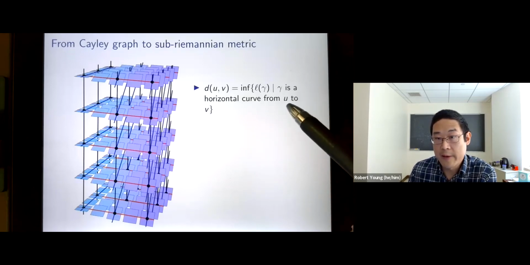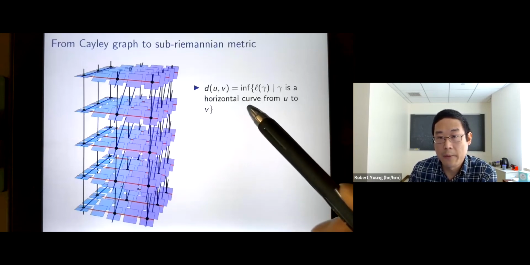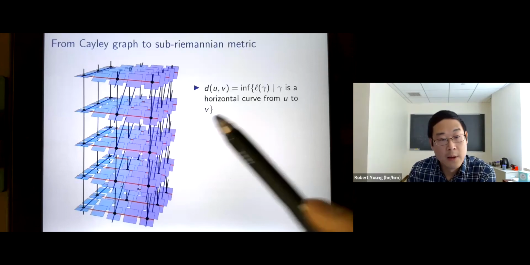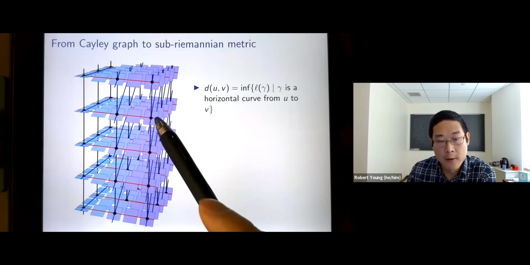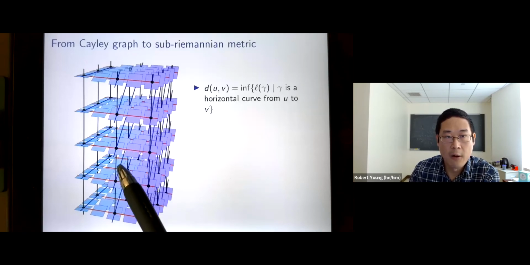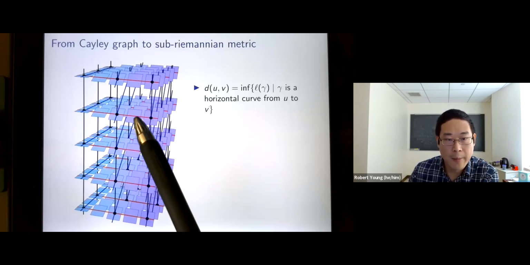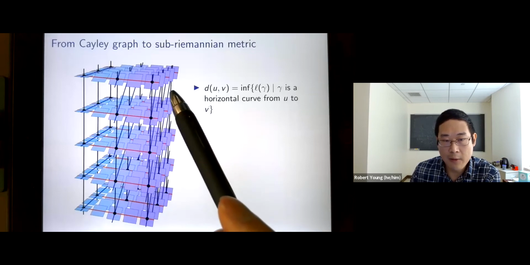We can use the metric to define the length of horizontal curves, and we can define the distance between two points to be the infimal length of a horizontal curve from one point to the other. It's important that this metric is finite, that we can get from any point to any other point by a horizontal curve. But the way we constructed this distribution, the horizontal planes, the red edges and the blue edges, the horizontal edges of that graph are all contained in these planes. And so any horizontal path in the graph is a horizontal curve, and so you can connect any two vertices in the graph.